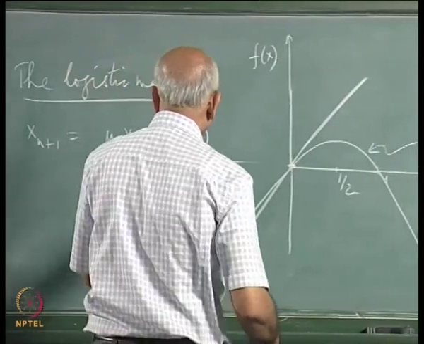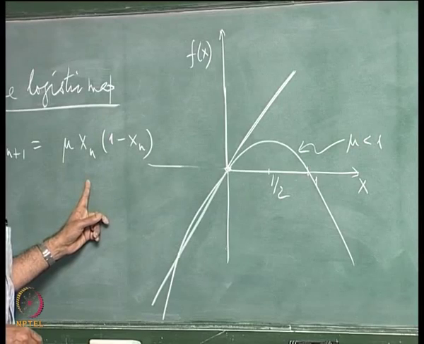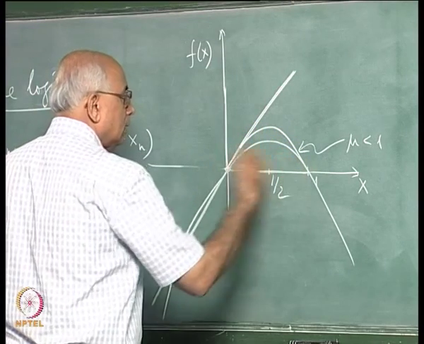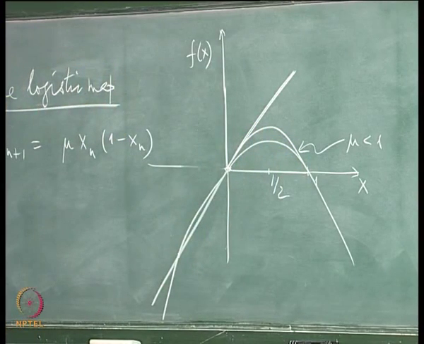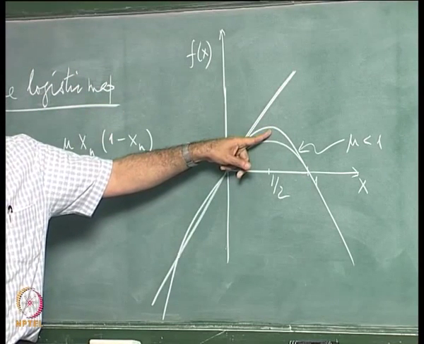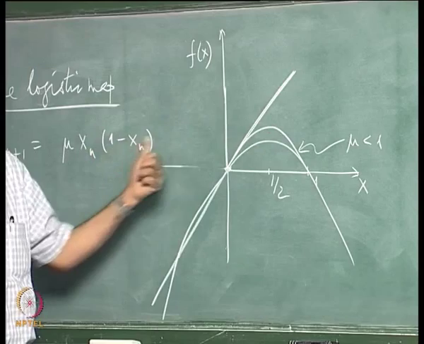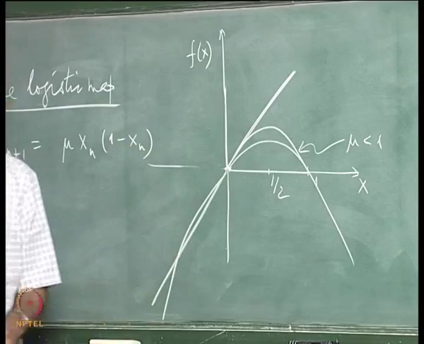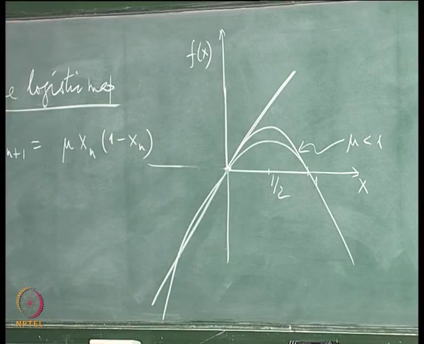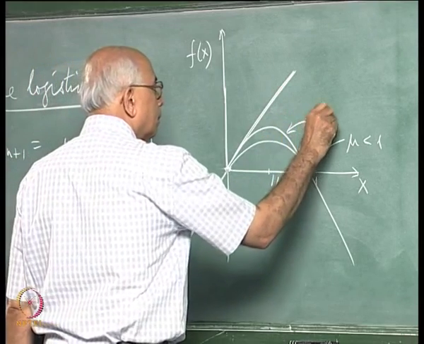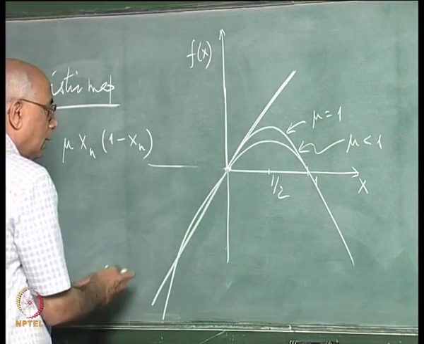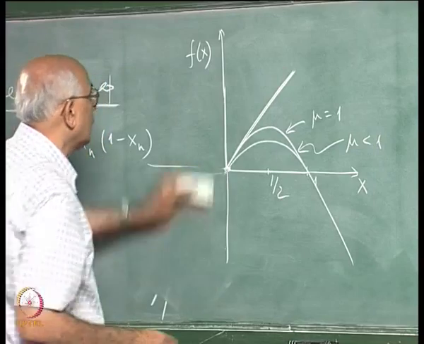At mu exactly equal to 1, this fixed point becomes tangential in this fashion. I have drawn this badly, this value is actually 1/4 because that is the maximum value of x times (1 minus x) between 0 and a half. So it is not drawn to scale, but this fixed point becomes marginally stable at mu equal to 1. What happens beyond mu equal to 1? It crosses. So let us draw that separately and now let us start focusing on points in the unit interval.